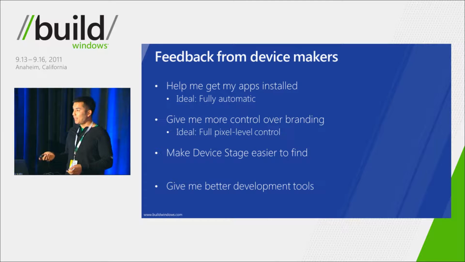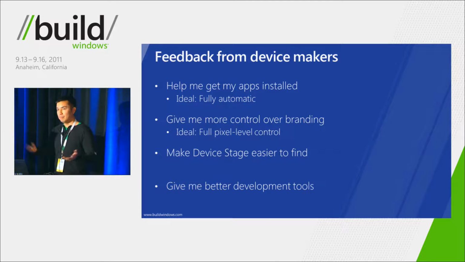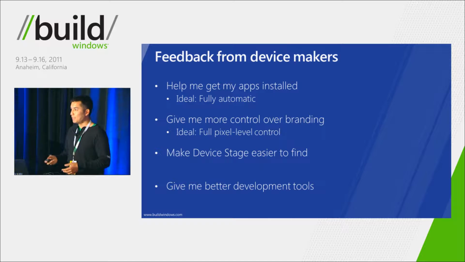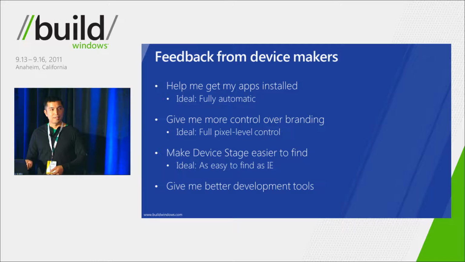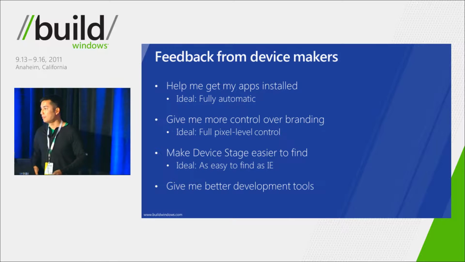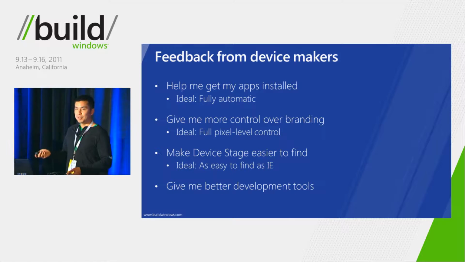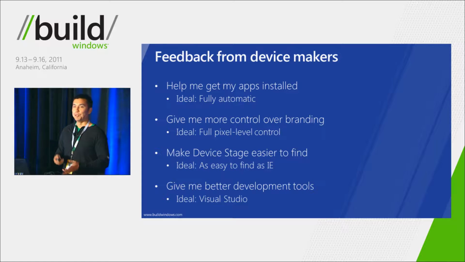In terms of branding, ideal is just let you guys control everything on the screen. In terms of making device stage easy to find, we said, well, ideally it would be as easy to find as anything else on your system. It should be as easy to find as your browser. And in terms of development tools, I love Visual Studio. It would be great if you could use Visual Studio to build your device experiences on Windows.